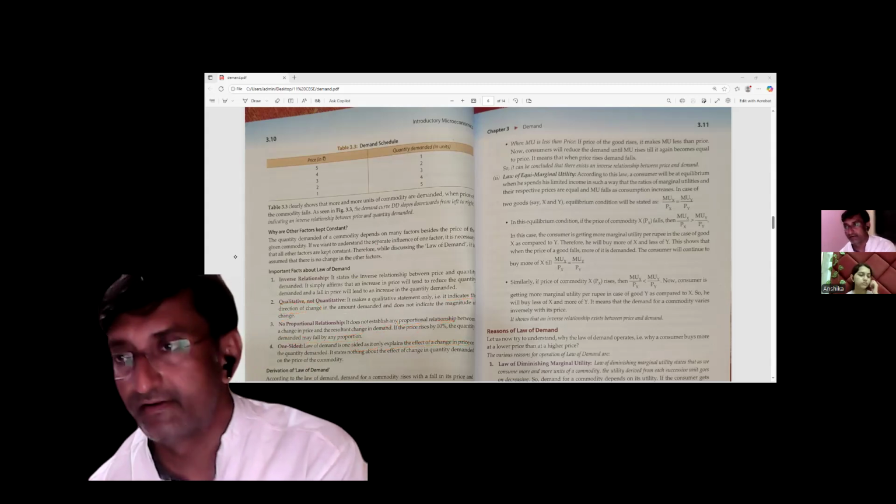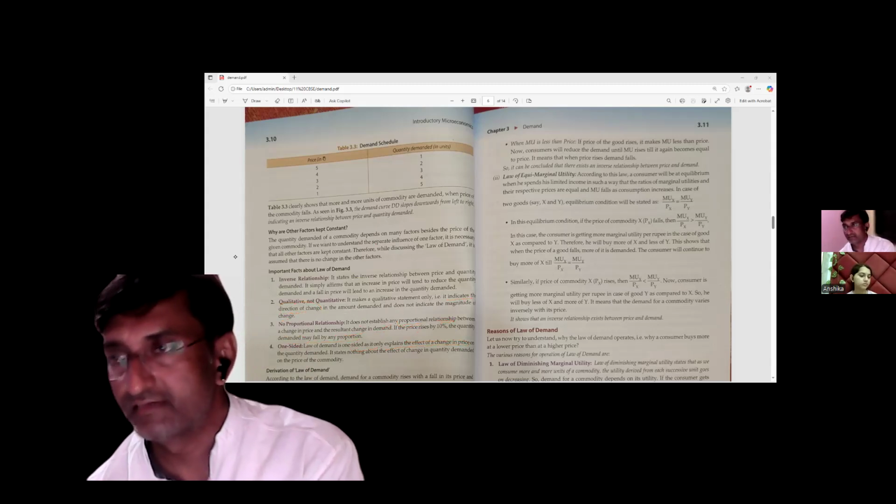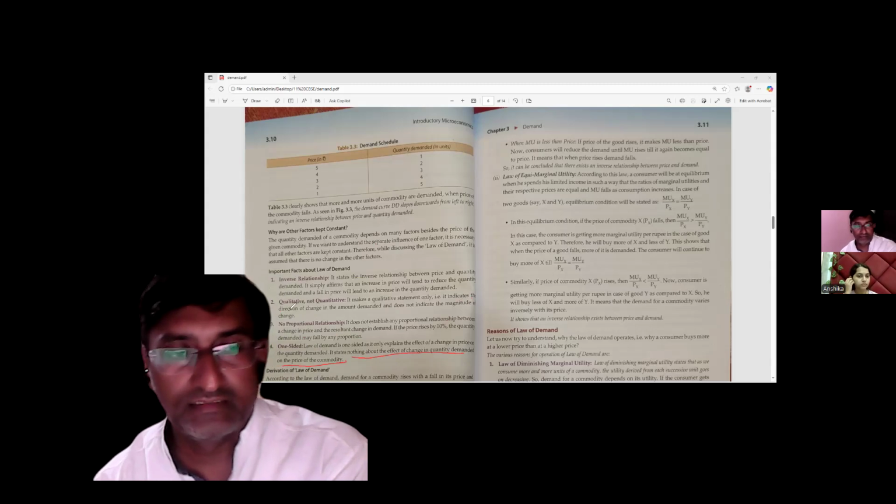Then last but not the least, the law of demand is one-sided, as it only explains the effect of change in price. In this law of demand, only one factor, the price factor, is considered. That is why it is called one-sided. Other factors are not considered, right? It says nothing about the effect of change in quantity demanded on the price of the commodity. So these are the important features of the law of demand.